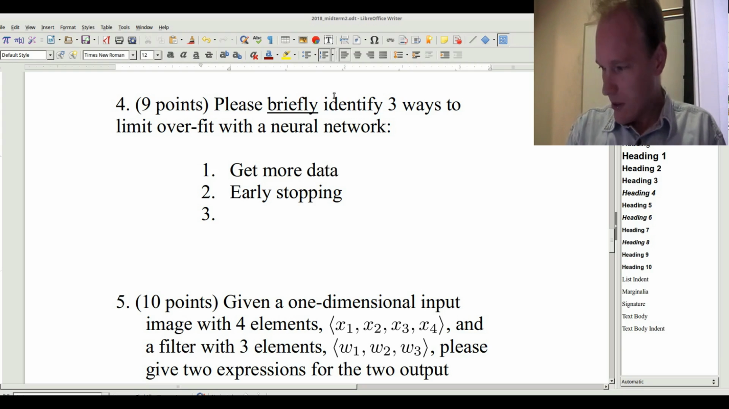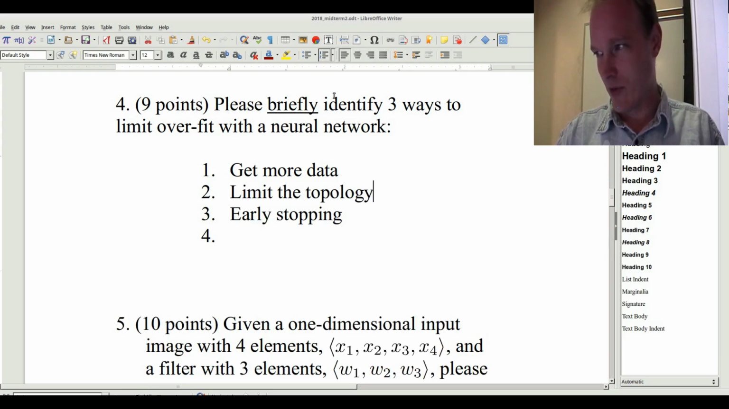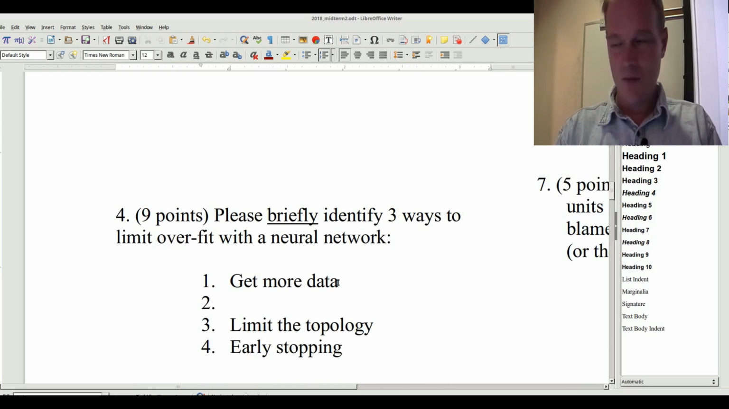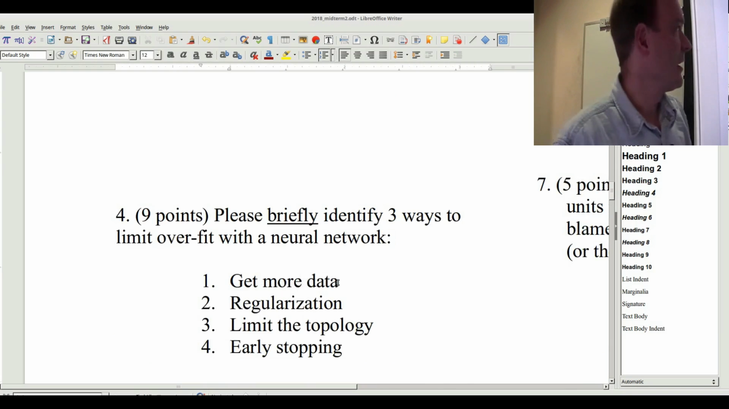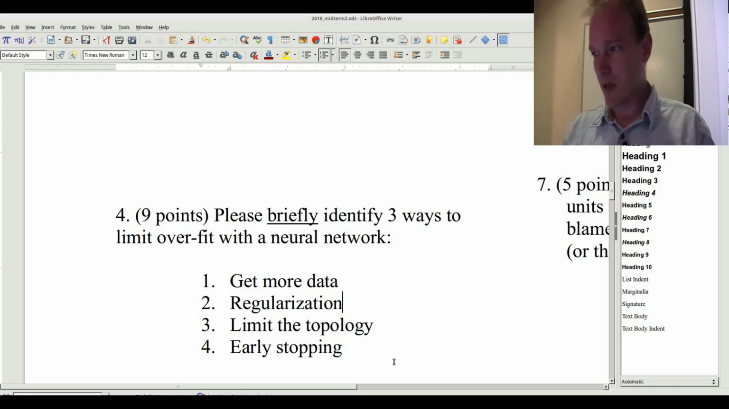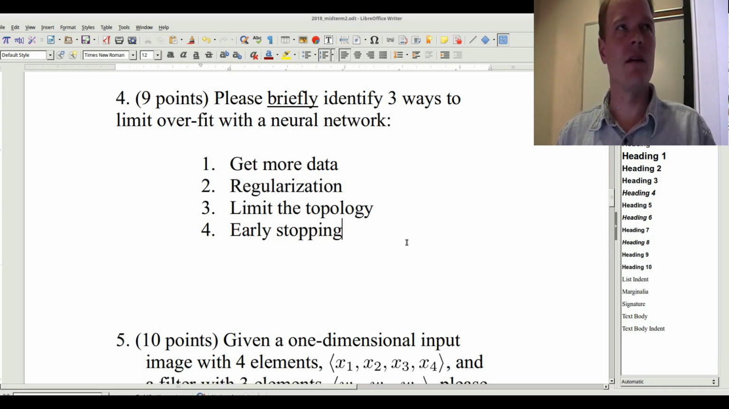Early stopping is another solution. There is also limit the topology. In fact, I like that one better than early stopping, so I'm going to promote them in order of awesomeness. Here's regularization. L1, L2, max norm, any type of dropout, drop connect, any type of regularization you know would be fine. Regularization is a good way to make a neural network simpler and is probably better than these other approaches. Are there any others that you thought of that I didn't? I think those are the only ones that came up.